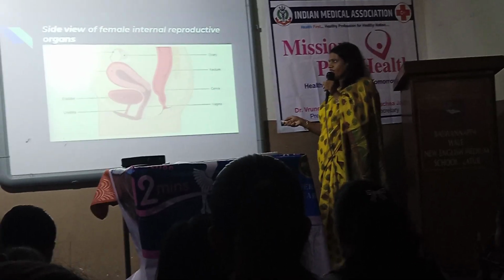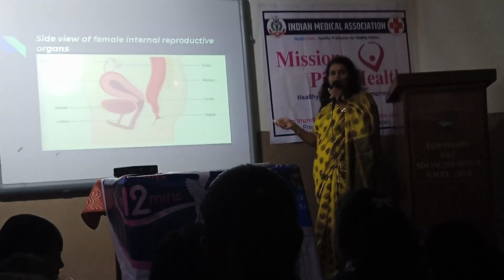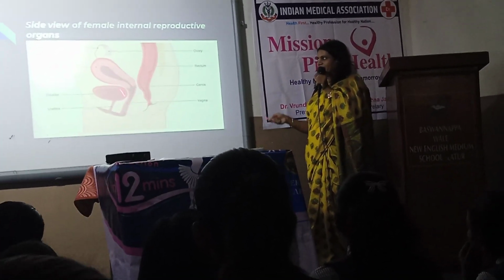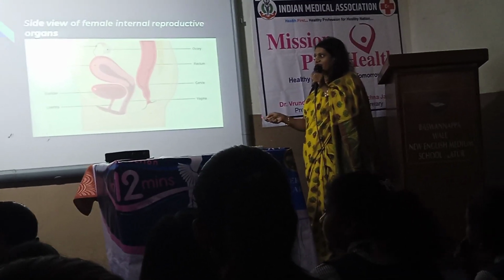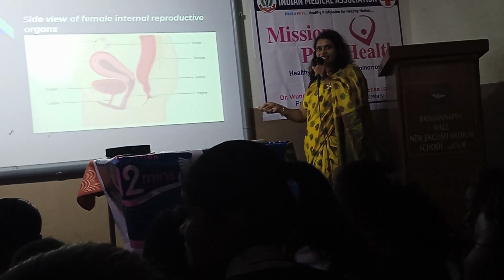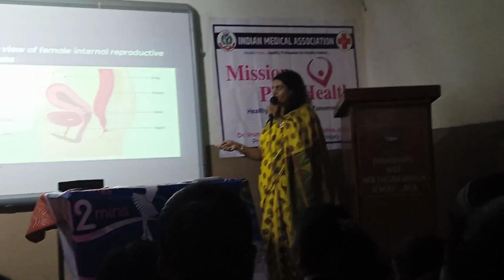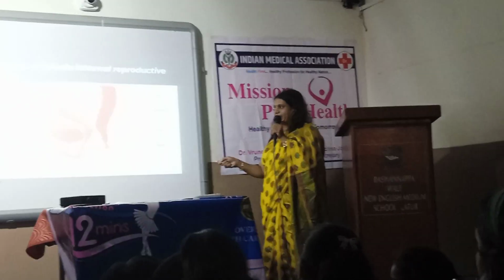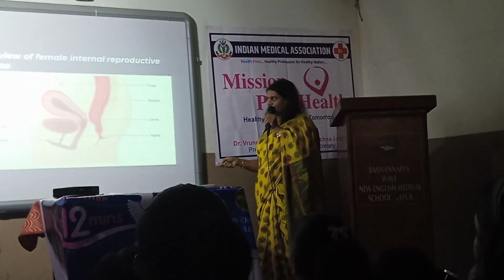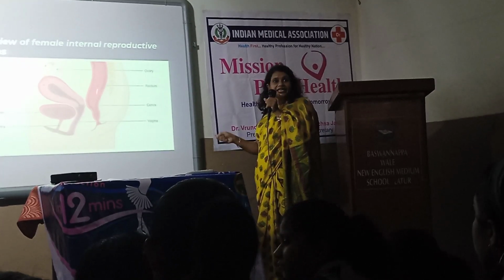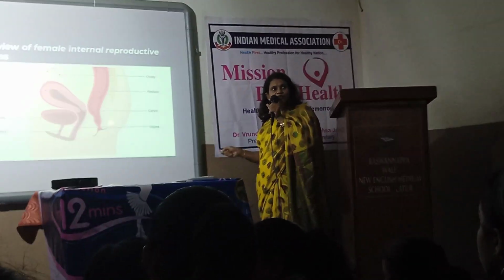Next, please. This is to make your view more clear. This is centrally placed with the uterus, cervix and vagina. This is the anterior side or the front side. From front, this is the bladder for urine collection. This is the urethra, and this is rectum and anal canal for feces.